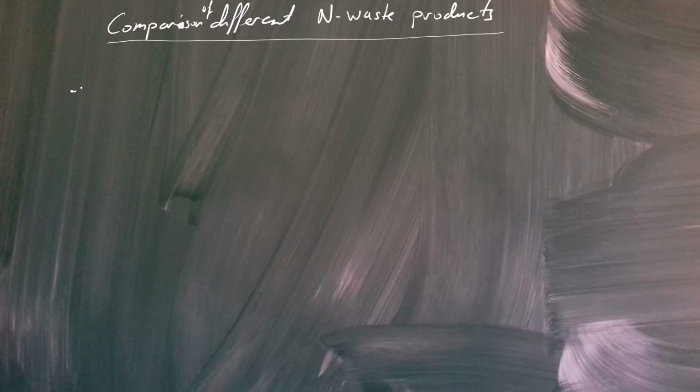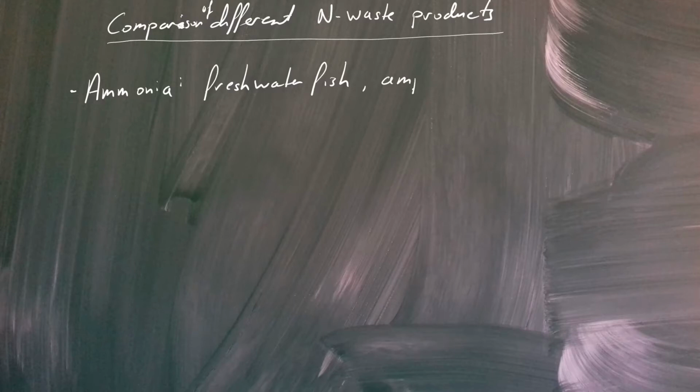So nitrogen can be excreted in the form of ammonia. And the question is now, who does that? This is a freshwater fish. You should know these examples. And amphibia, the larvae, tadpoles or frogs, for example. I mean, they also live in water. So in summary, ammonia is excreted by those animals that live in water.